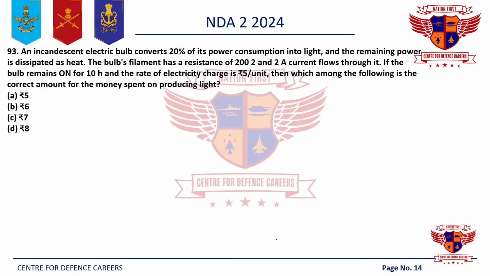Moving on to the next question, we have an incandescent electric bulb that converts 20% of its power into light. The remaining power is dissipated as heat. The bulb's filament has resistance equal to 200 ohms and a current equal to 2 amperes flows through it. If the bulb remains on for 10 hours, the rate of electric charge is 5 rupees per unit.